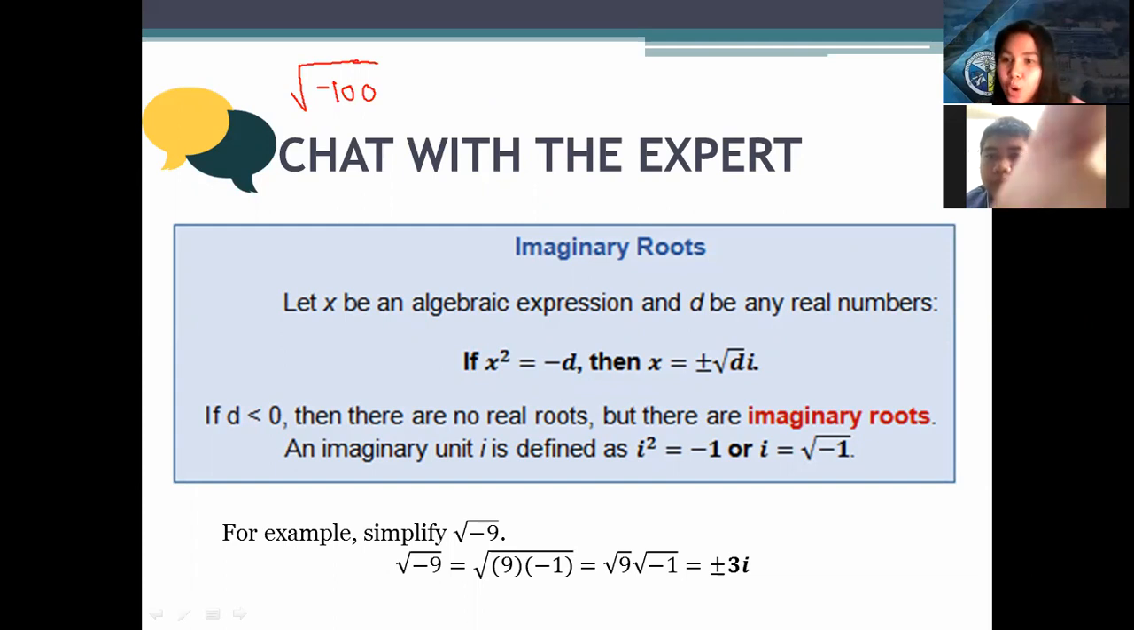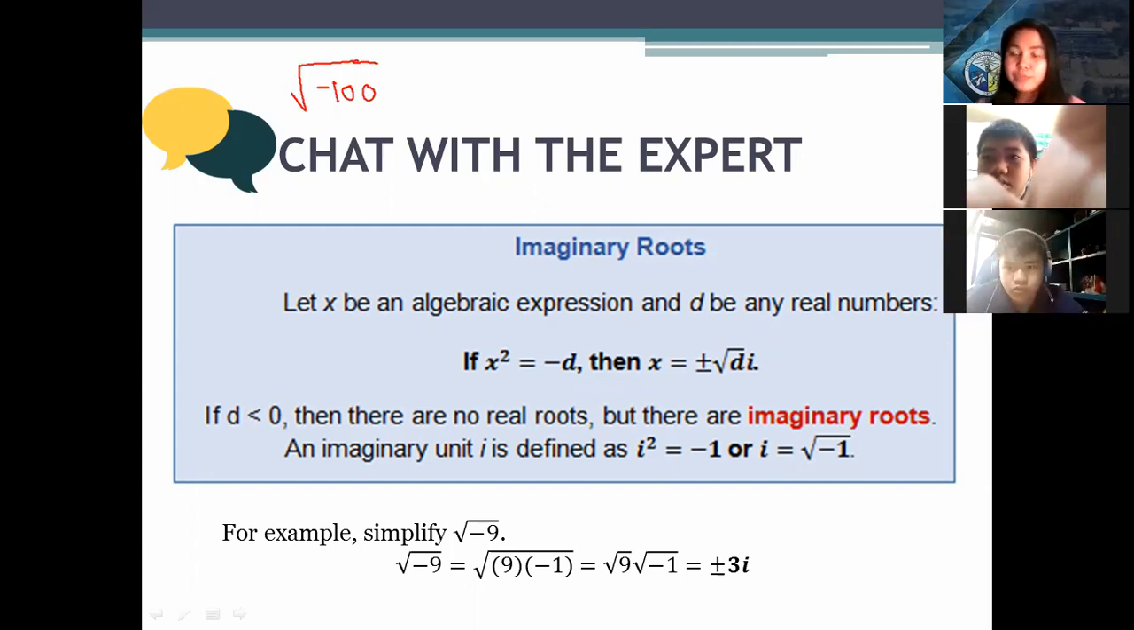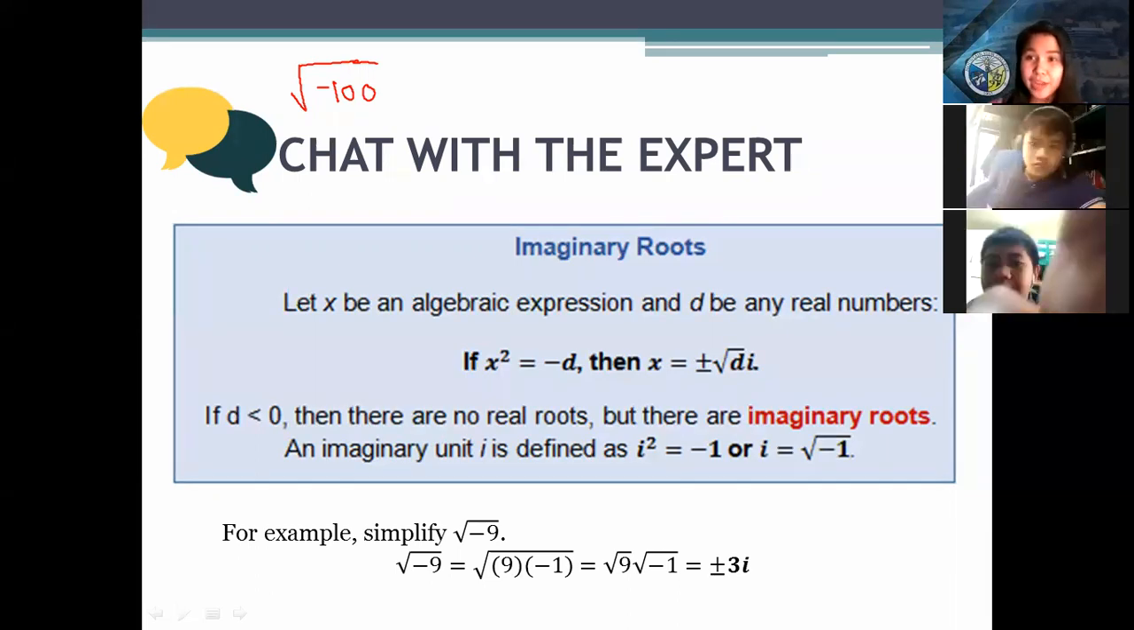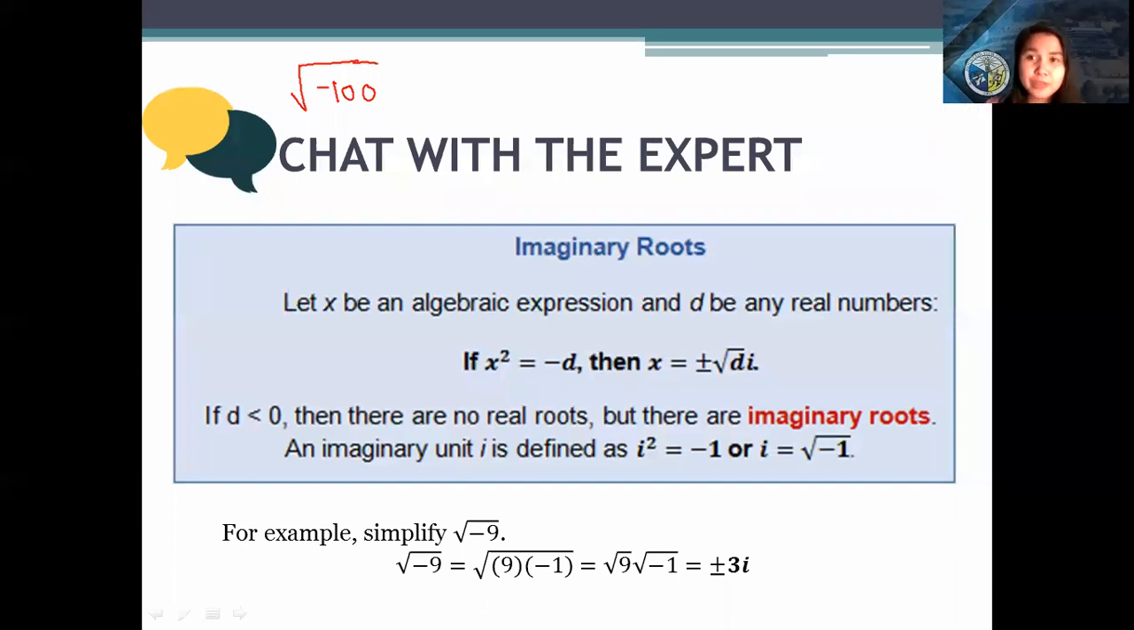Because you see, once you square a number, the answer is always positive, right? Like 1 squared is 1. Even if it's negative 1 squared, it's still positive 1. So any number raised to the power of 2, the answer is always positive. But in math, we have what we call real numbers. These are the numbers that you can see, like negative 1, positive 1.